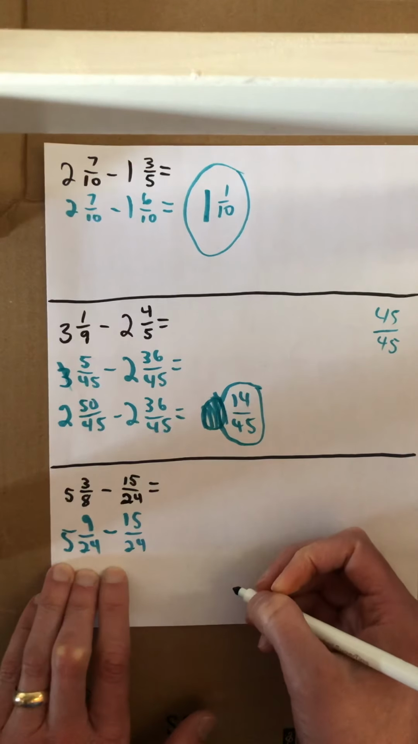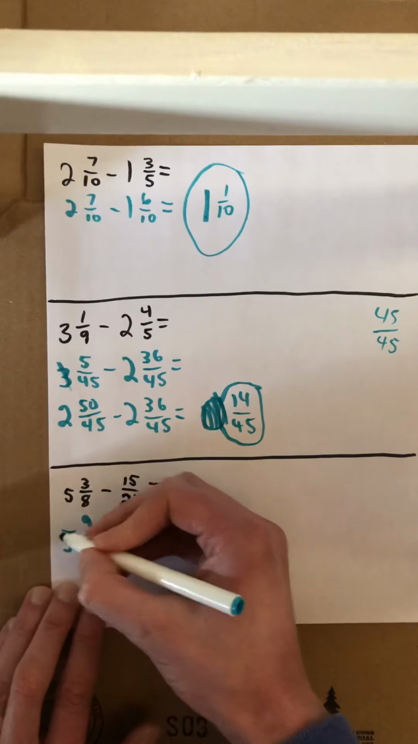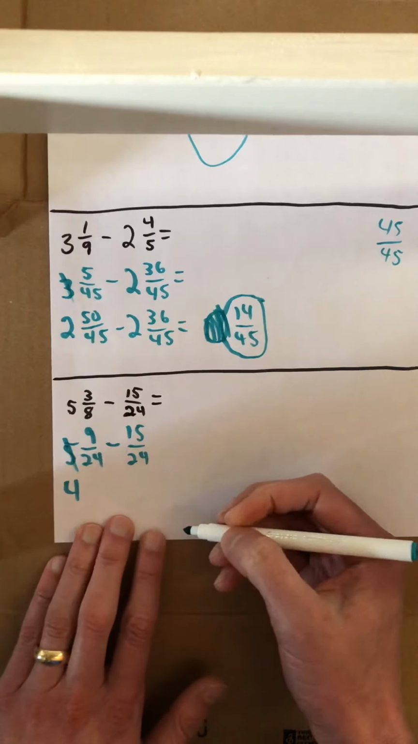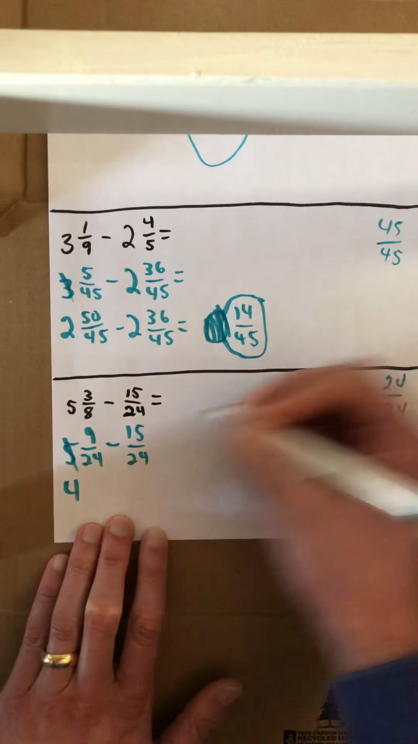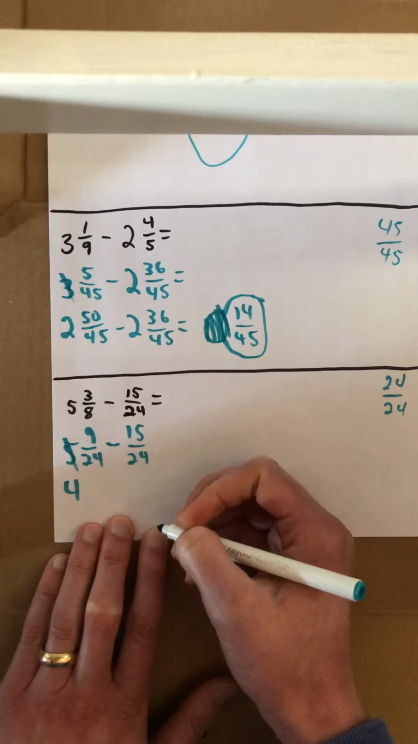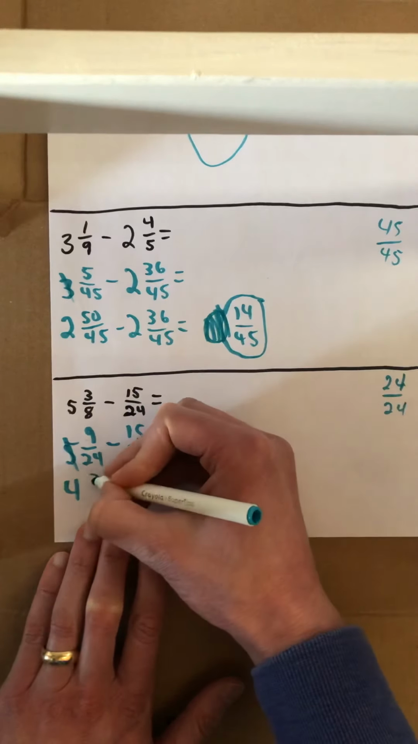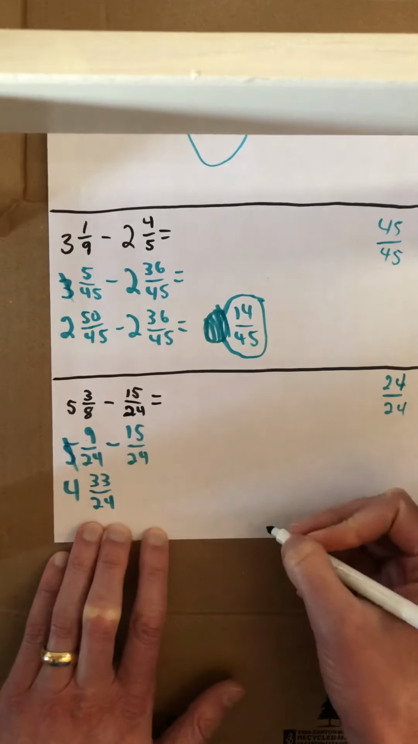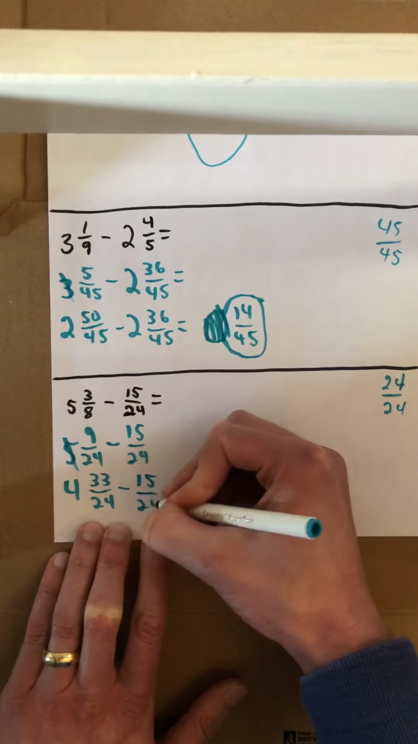Once again, I am not able to subtract this without borrowing. So I'm going to borrow from this 5. It becomes a 4 whole instead. And I can add 24 out of 24 is a whole in this case. So I can add 24 to the top. So 24 plus 9 will give me 33. I have 33 out of 24, and I'm going to be subtracting 15 out of 24.